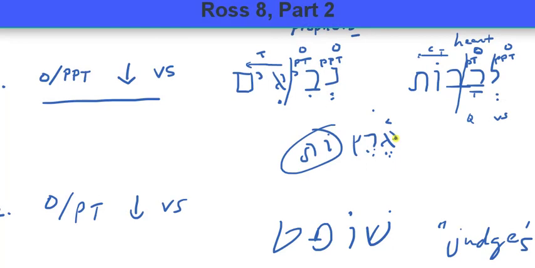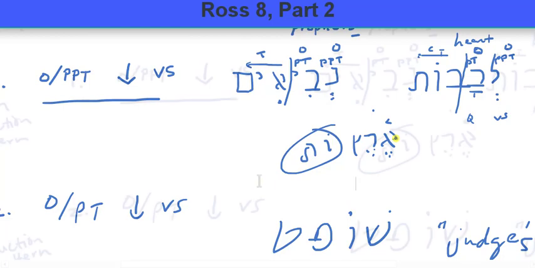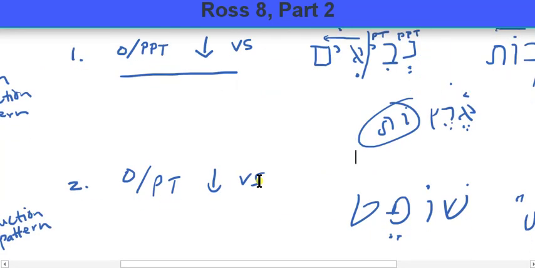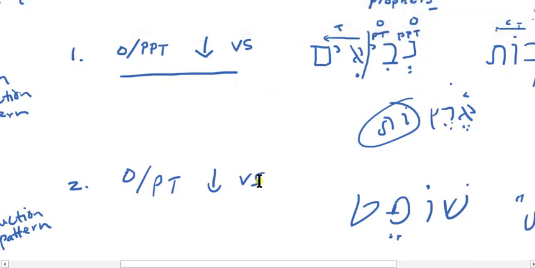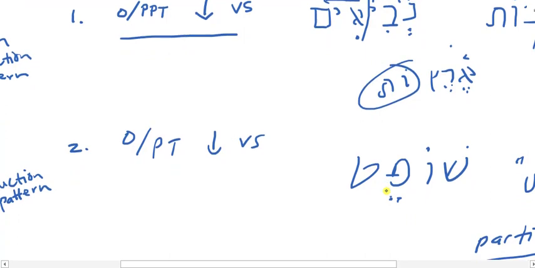Now, what I want to do is talk about this second issue here. And Ross mentions something called pretonic reduction. So the first example is when syllables become open and propretonic. But now, in the second example, or second paragraph, he mentions that there are certain places where it's not the open and propretonic syllable that reduces to the vocal shewa, but a syllable that becomes open and pretonic. Okay? And he gives you this example, shofet.